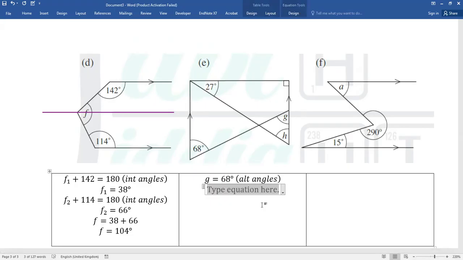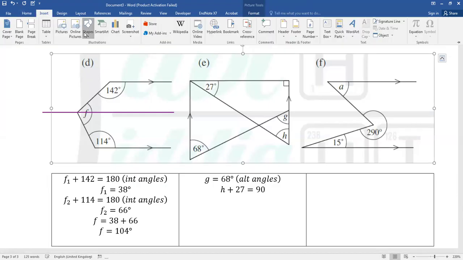Now what about H? There are many ways of finding H as well. The easiest one to me is to have a look at this big triangle. This is a right angle triangle. H plus 27 plus 90 would be equal to 180. I've told you for a right angle triangle, you can either add all three and equate it to 180, or you can just add two, leaving out the 90, and say that the sum is 90. It's the same thing.